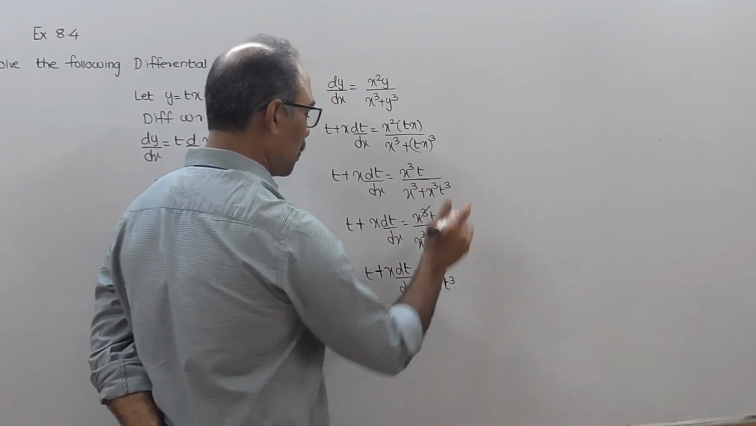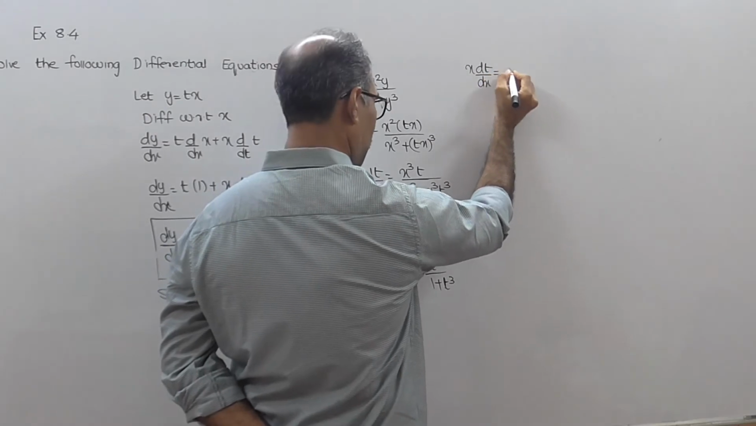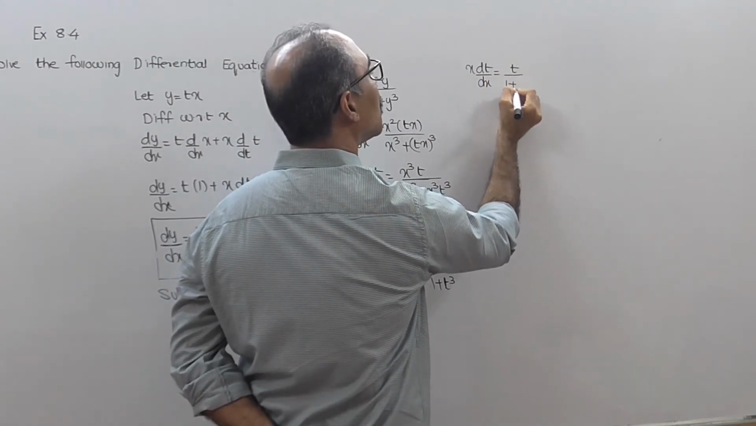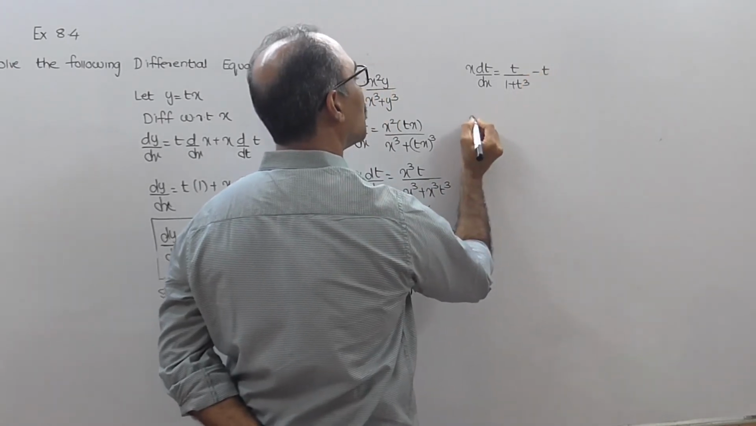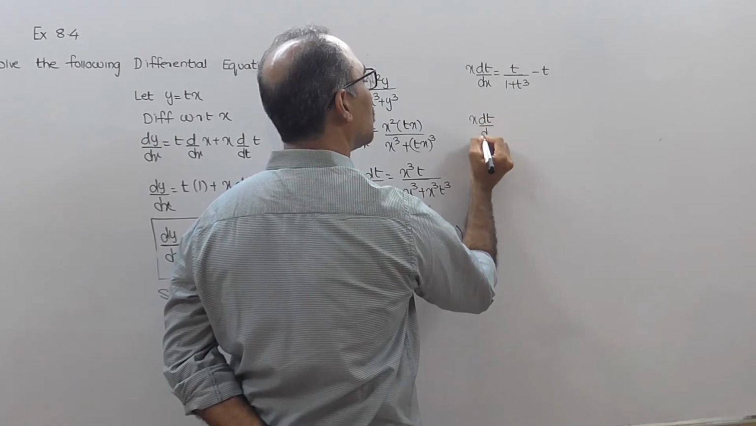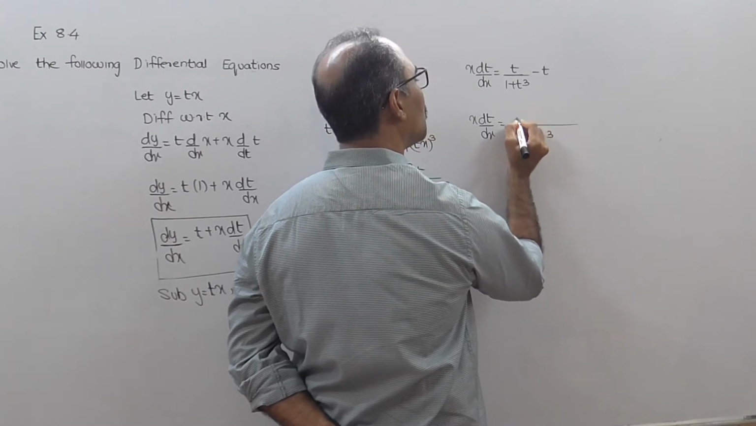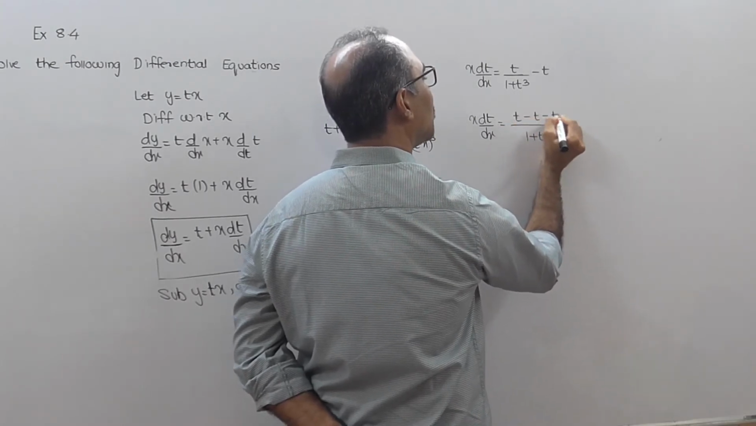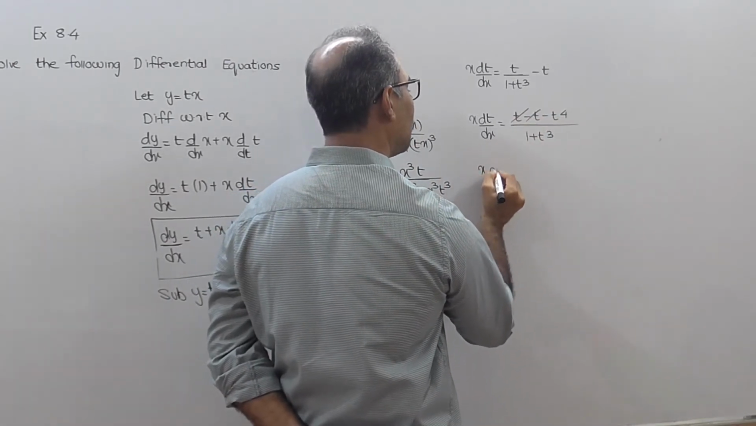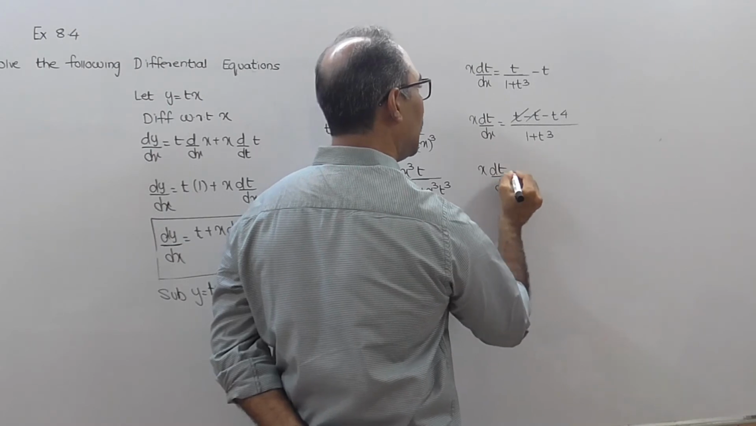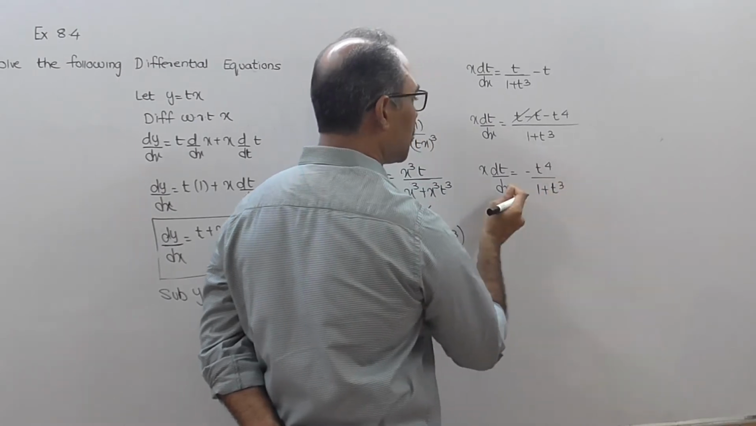Let's take all t terms together. So we get x dt by dx equal to t upon 1 plus t cube minus t. So we get x times of dt by dx. Take the LCM as 1 plus t cube. So you get t minus t raised to 4 upon 1 plus t cube. So we get x dt upon dx equals minus t raised to 4 upon 1 plus t cube.